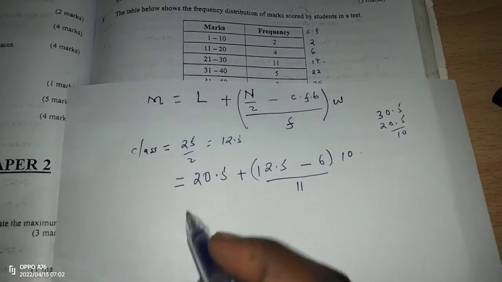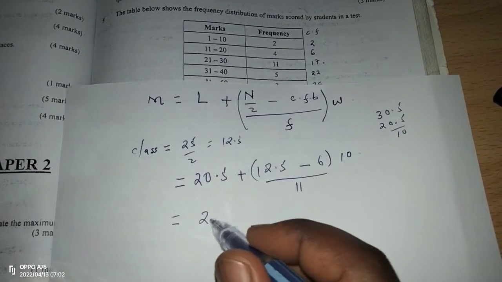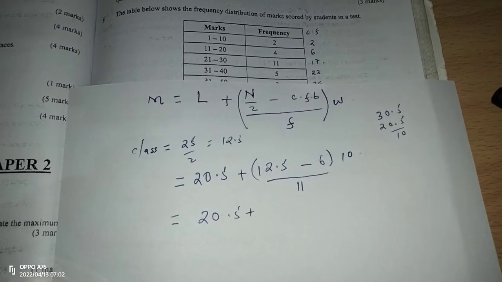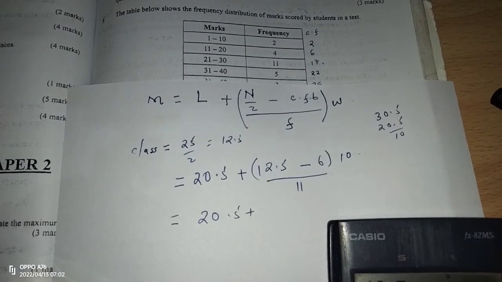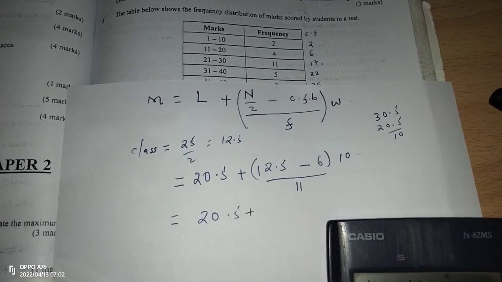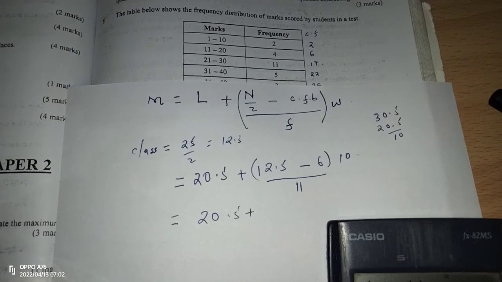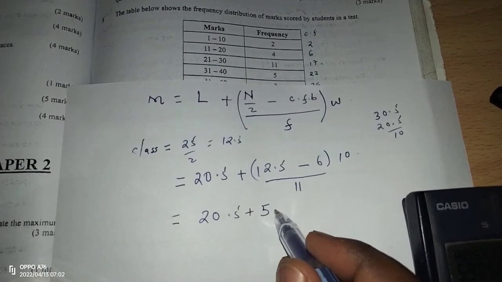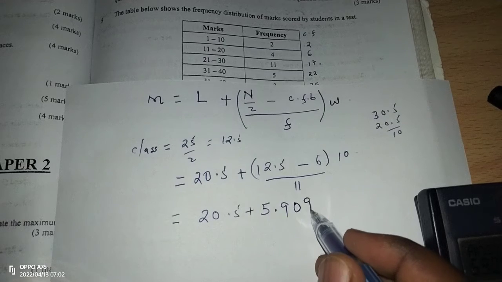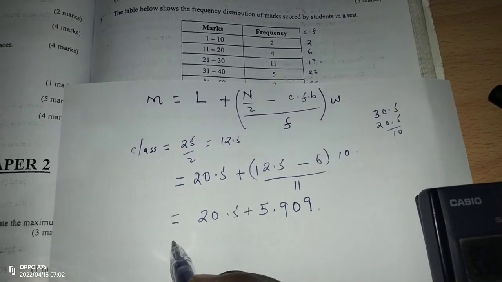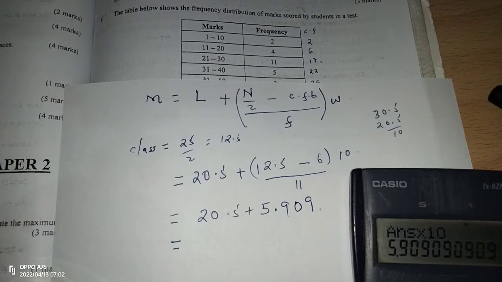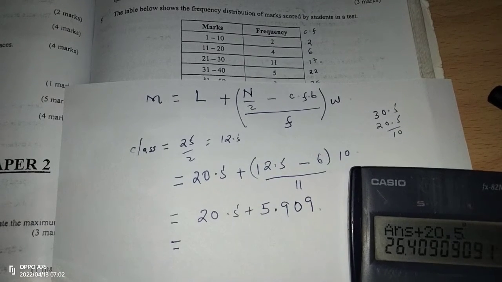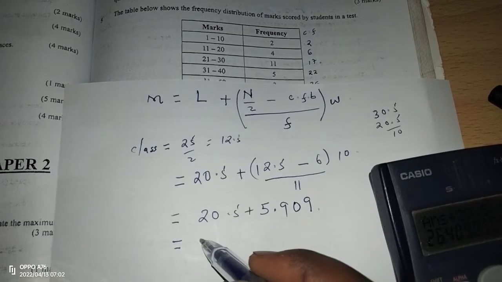Therefore, now we can finish up the computation by taking 20.5 plus 12.5 minus 6 gives us 6.5. 6.5 divided by 11 gives us 0.5909. Then we multiply this by 10. This becomes 5.909. So now we can have this one added. We add 20.5 and we get 26.41.